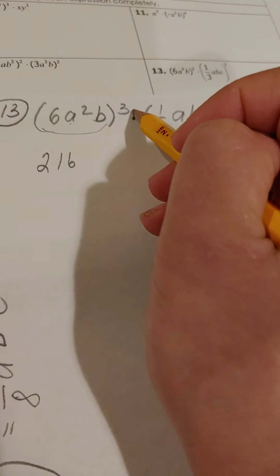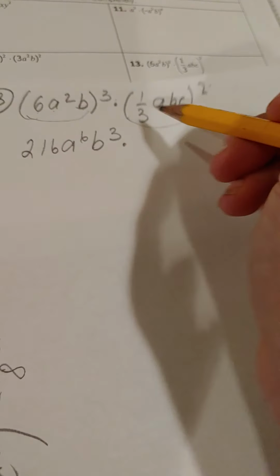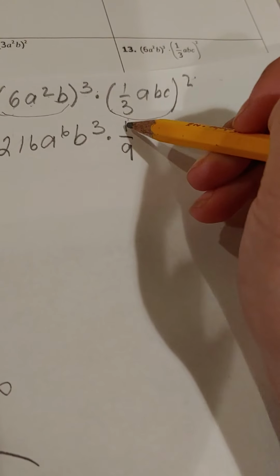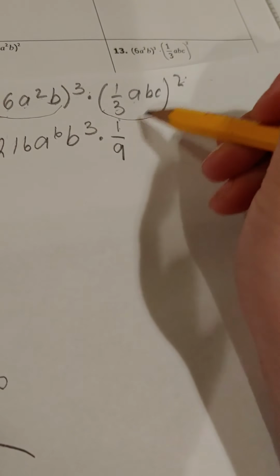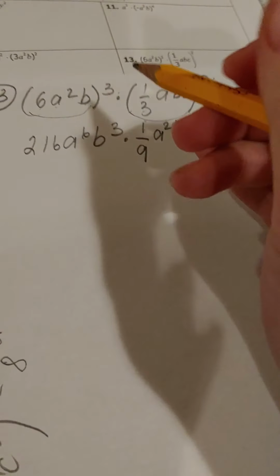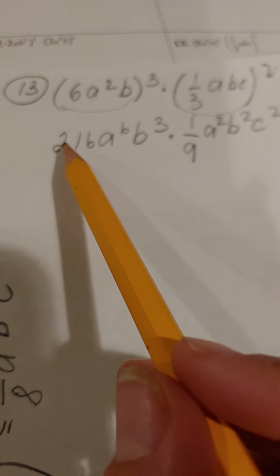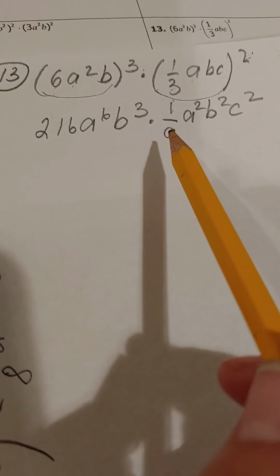A squared to the third power is a to the sixth power, b to the third, times 1/3 to the second power is 1/9, because 1 to the second power is 1 and 3 to the second power is 9 on the bottom. A squared, b squared, c squared. Now I can simplify this a little bit. 216 times 1/9 is going to give me 24.